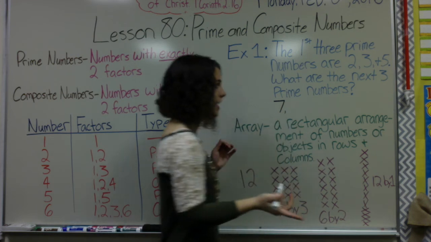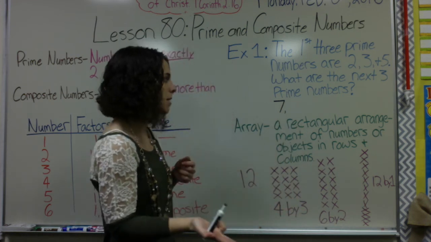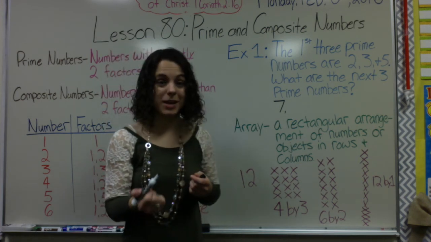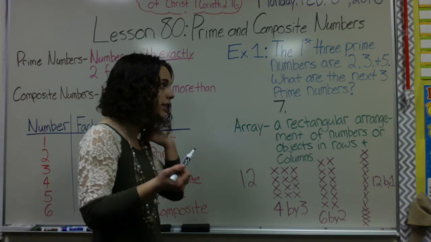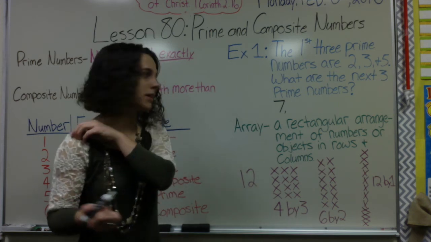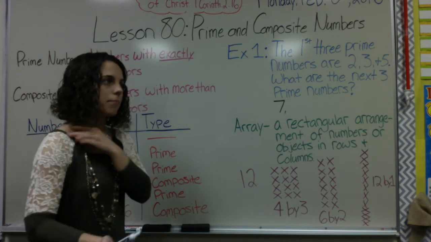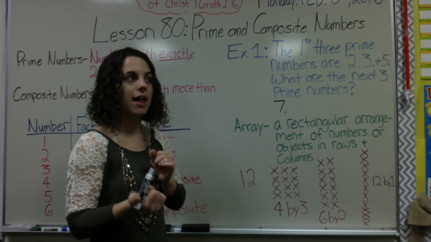After 7, 8. 8 is not a prime number. I can do 2 times 4, 1 times 8. That's composite. 9, I can do 3 times 3 and 1 times 9. Therefore, it is not prime. It is composite because I have more than 2 factors. 10 is an even number. I can do 2 times 5 and 1 times 10, so it's composite.